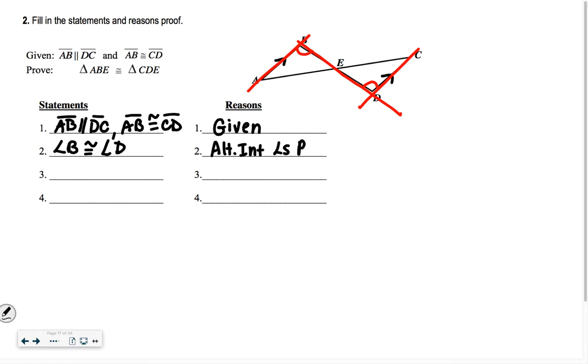And you could say postulate if you want to, or theorem. I think it's postulate, actually. Look. Or if you just write alternate interior angles, I won't cry.